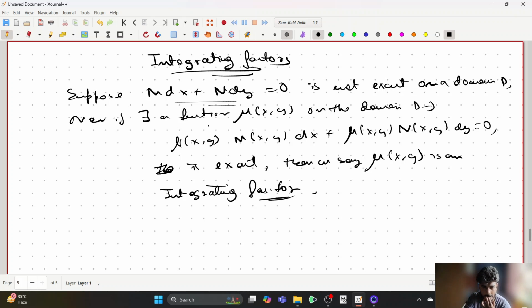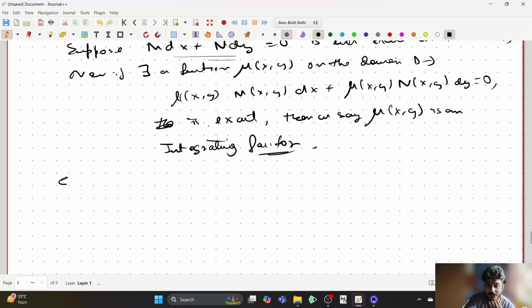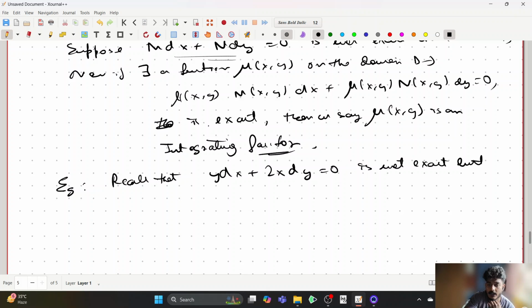Right? Let us quickly go to an example, and this is an example which we have already encountered. Recall that y dx plus 2x dy equals 0 is not exact, but y times y dx plus 2x dy equals 0. Rather, this is sort of an abuse of notation. I shouldn't write it in this way. I should write it in this way: y times y dx plus y times 2x dy equals 0, which is equivalent to writing y squared dx plus 2xy dy equals 0, which is exact. This is also something which we had checked.